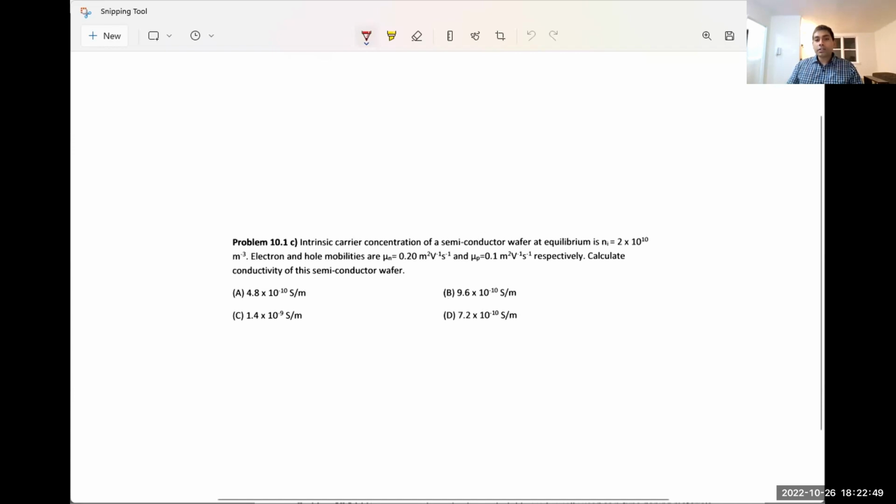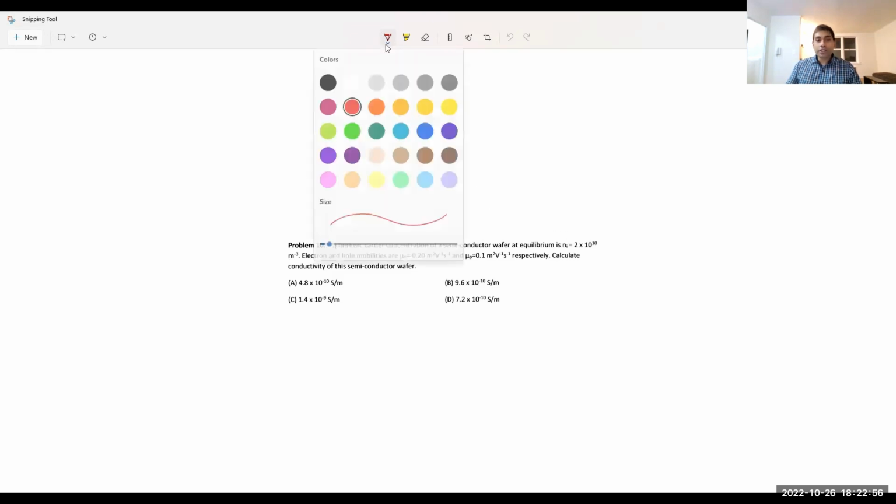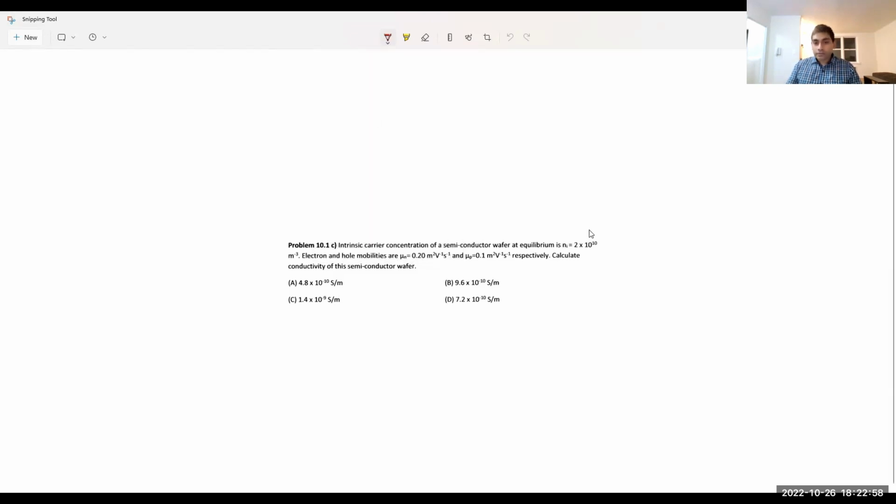So this is a question that's given to you. What they're saying is that the intrinsic concentration is given to you. Ni is 2 into 10 to the power 10. And they told you the electron and the hole mobilities are given to you. So they're just asking you to figure out the conductivity. I'm pretty sure I gave you this equation.